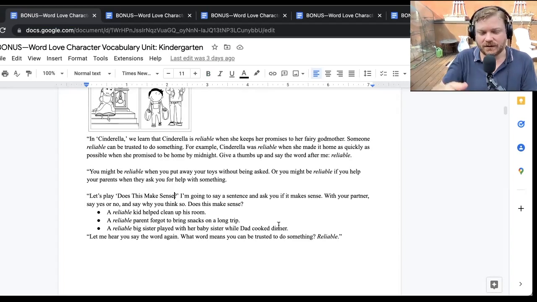And then you go to the next one and you'd say, does this make sense? A reliable parent forgot to bring snacks on a long trip. Does that make sense? And the kids will say, no, that doesn't make sense, and the kids explain why. You can do a quick debrief. So you see how that goes. After you've taught the word, you're going to give them some examples. It's like, does that make sense with this example that I'm giving you now that I've shared with you this word?